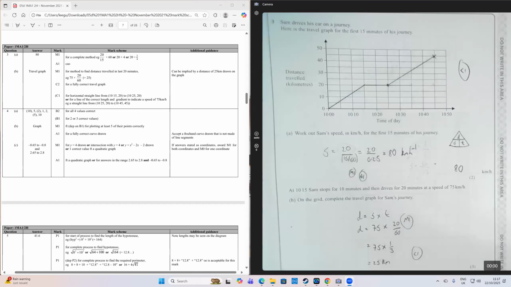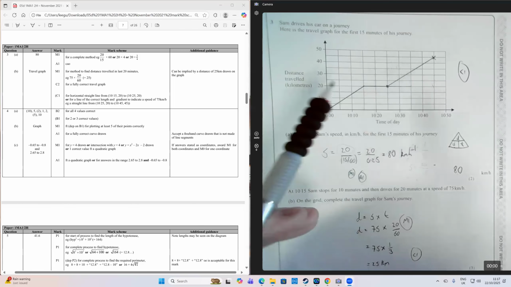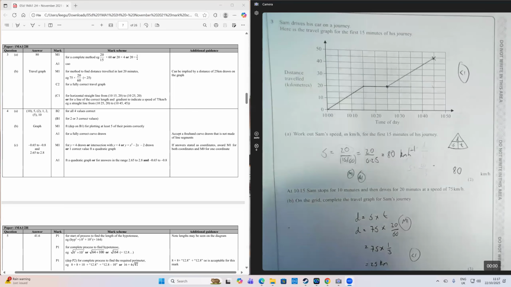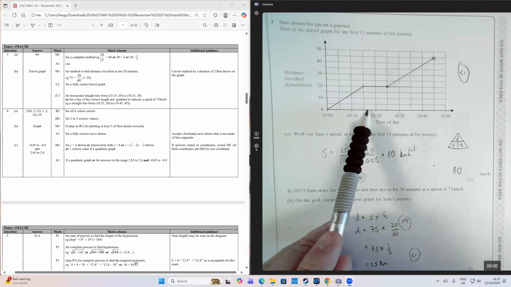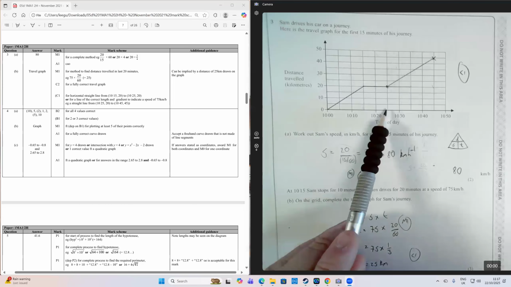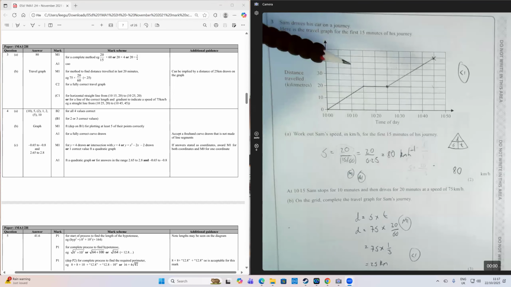Okay. On the grid, complete the travel graph for Sam's journey. So here's Sam. He has a little break for 20 minutes. Okay, so let's have a look. No, he stops for 10 minutes. I'm sorry, 10 minutes. So that is going to be from 10:15 till 10:25. So there's 10 minutes rest, and he travels no distance in that time. Then he carries on at a speed of 75 kilometers per hour. Okay. On the grid, complete Sam's travel graph.